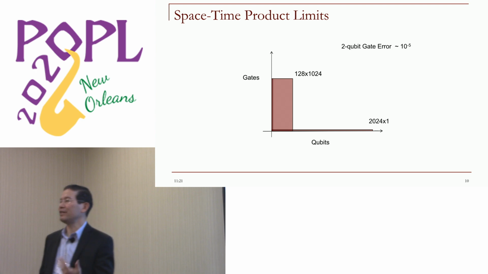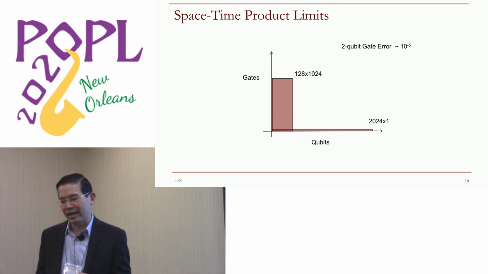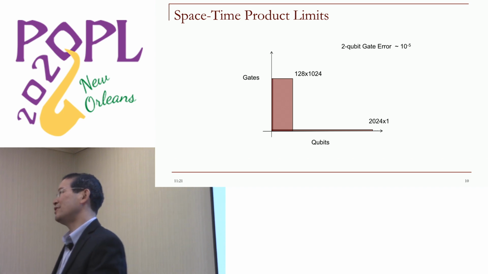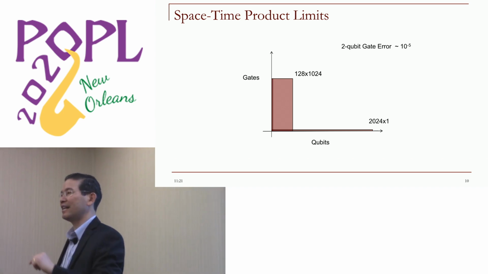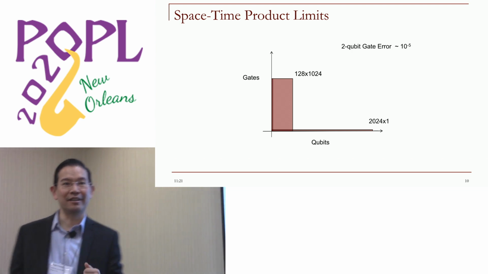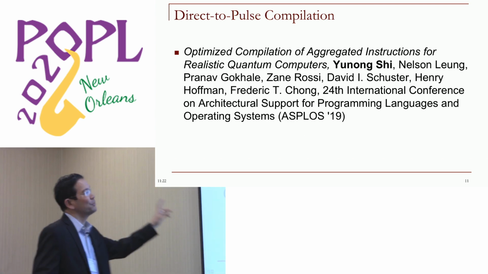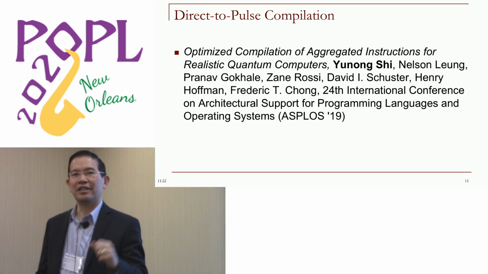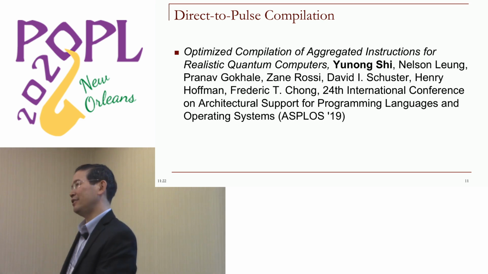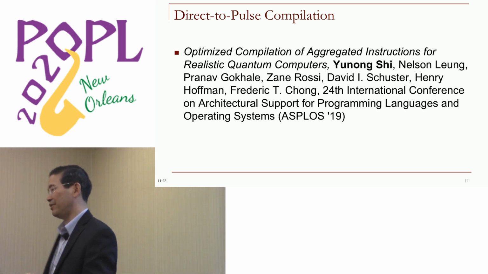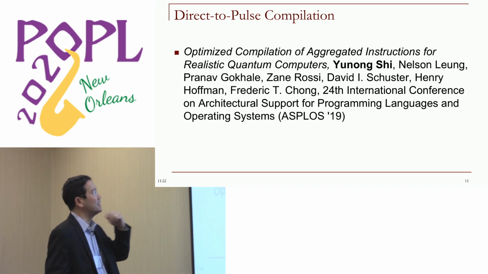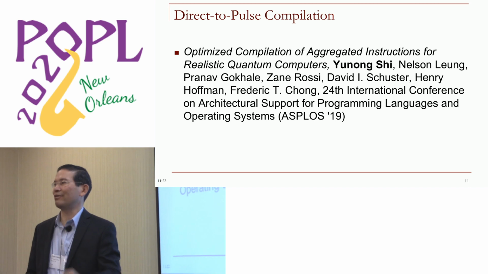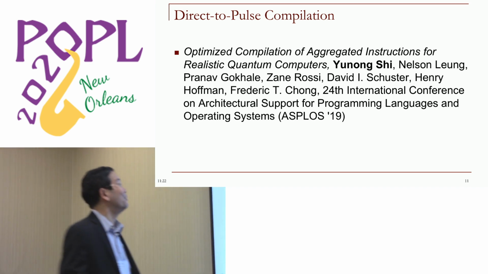So I'm going to give you a few examples which we've had a lot of success with in terms of increasing the efficiency. They're going to be examples that show you that we really have to cut across the stack and change our model of what the machine looks like. Okay, so the first one is this work on direct-to-pulse compilation, which is essentially taking programs and compiling directly to analog pulses that control the machine. This appeared in ASPLOS last year. Yunong Shi, who's sitting in the audience, and is also on the market this year for academic jobs, if you want to talk to him more about it.